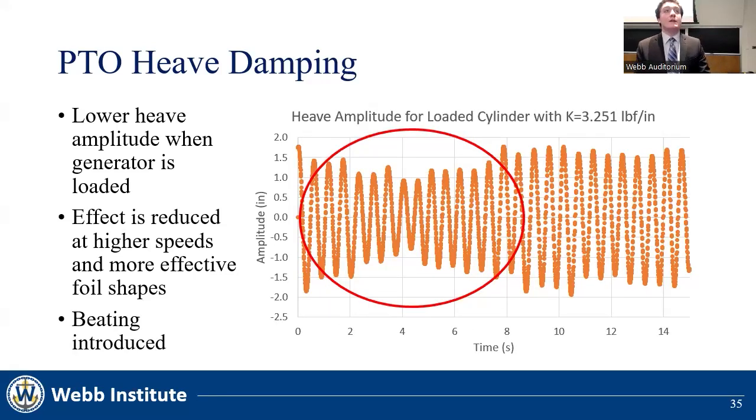Additionally, when the generator is loaded, as can be seen in the data set above, where time is again on the x-axis in seconds and the y-axis is again amplitude in inches, beating is increased. This is because damping is introduced by the torque added by the generator when loaded, and therefore the system is pushed further out of its resonance, away from its natural frequency. Therefore, the beating frequency is increased.